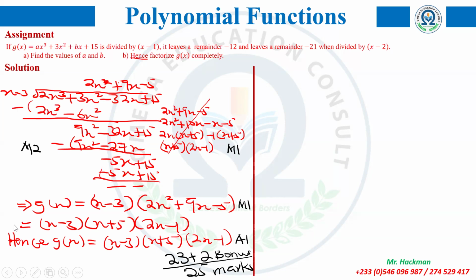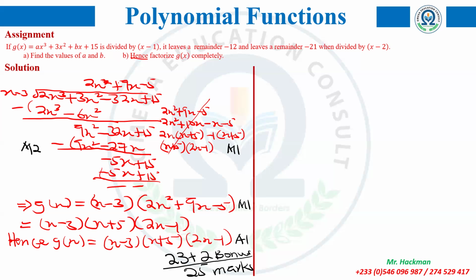Somebody can have the conclusion drawn here, that hence, remember the conclusion should be hence, your g of x will factorize into this. And please, you can't conclude by saying, therefore, the factors of this, this, and this. You are not asked to find the factors, you're asked to factorize. So your final answer must be in this form, not in the separate factors form.